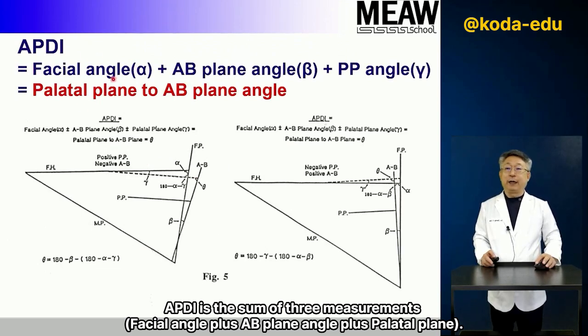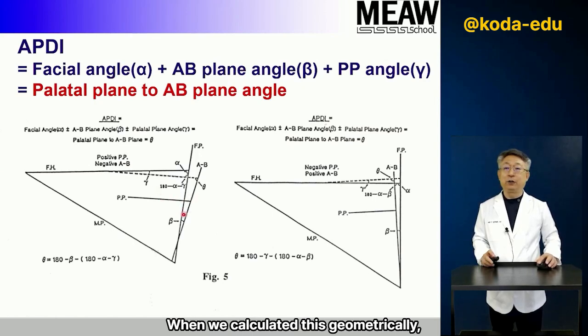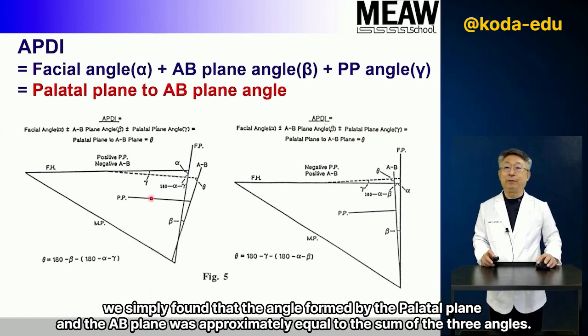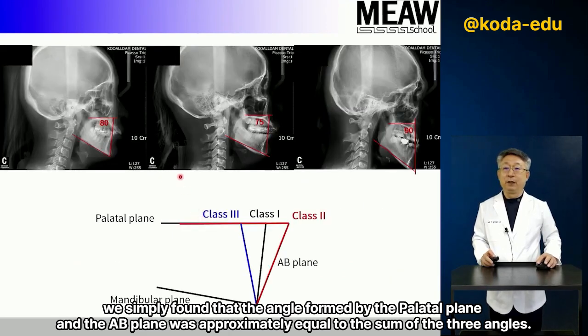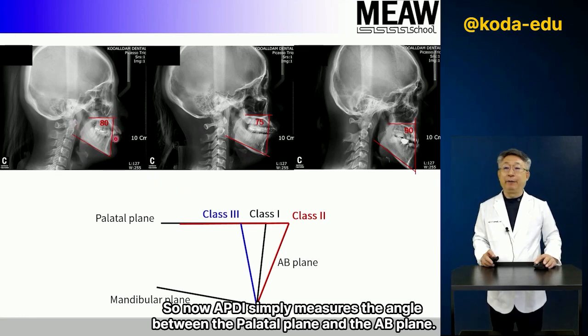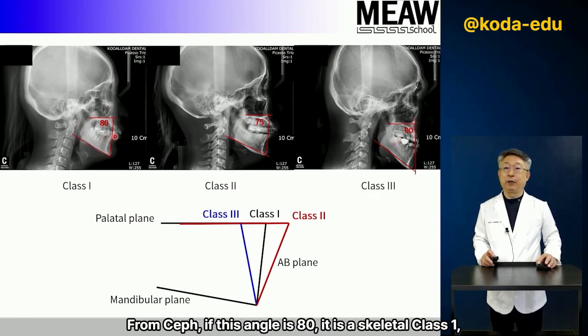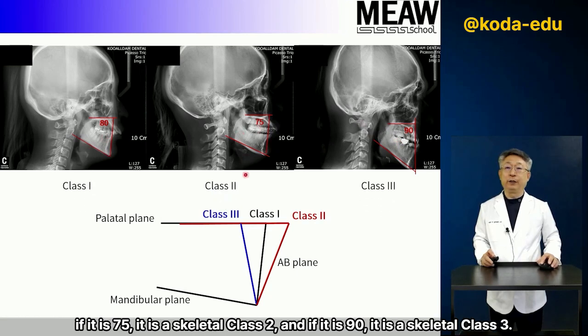APDI is the sum of three measurements: facial angle plus AB plane angle plus palatal plane angle. When we calculated this geometrically, we found that the angle formed by the palatal plane and the APDI plane was approximately equal to the sum of the three angles. So now APDI simply measures the angle between the palatal plane and the APDI plane. From the ceph, if this angle is 80, it is a skeletal class 1. If it is 75, it is a skeletal class 2. And if it is 90, it is a skeletal class 3.